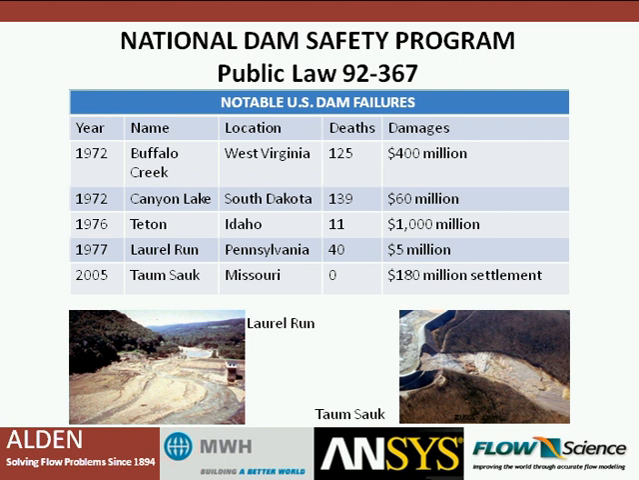Just in case anyone thinks that a lot of this work has been done, we have seen recent failures here, including one of the more infamous recently, the Tom Sauk failure in Missouri in 2005, which was a result of overtopping. So dam failures are still an issue even after all these years that we've spent resolving the problems that came out of that first identification program.